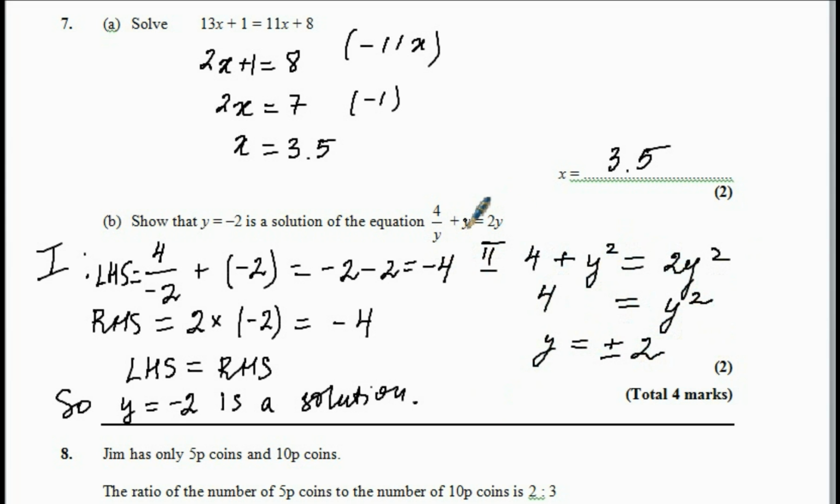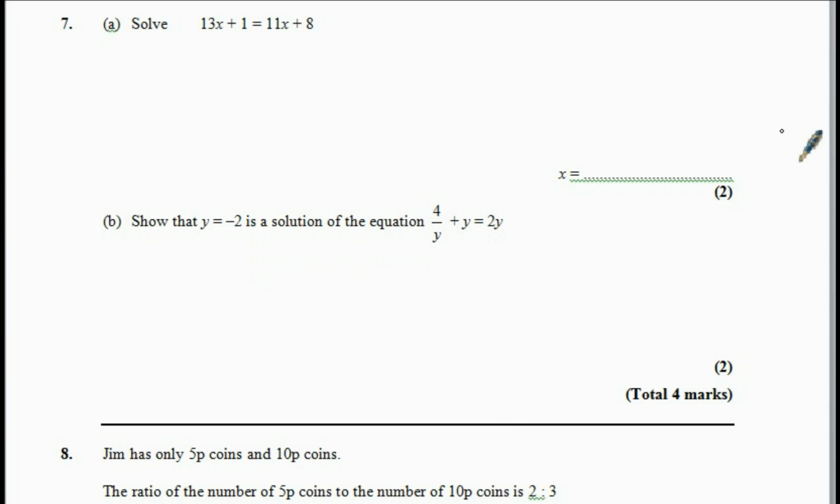Alternatively, you could subtract y from both sides to get 4 over y equals y, and then multiply by y both sides, you will get 4 equals y squared, and again square root both sides and you will get y equals plus or minus 2, which is a proof that y equals minus 2 is a solution. Alright, and let's look at the next question.